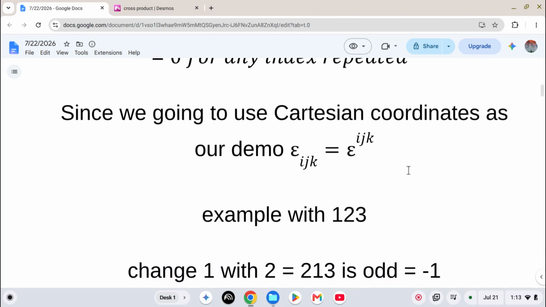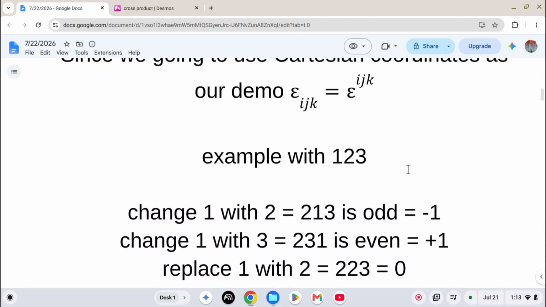All right, here's an example, and we're going to do a couple. I've got the numbers 1, 2, 3 for IJK. If I swap 1 with 2, I get 2, 1, 3. That's just one move, so it's odd, which means it's negative. If I change 1 with 3, I get 3, 2, 1. That's an even number of moves, so I get a positive. If I replace 1 with 2 to get 2, 2, 3, these are all 0. Any repeated index gives 0.